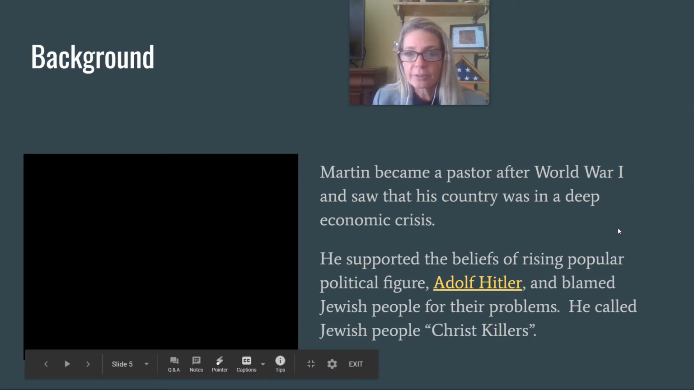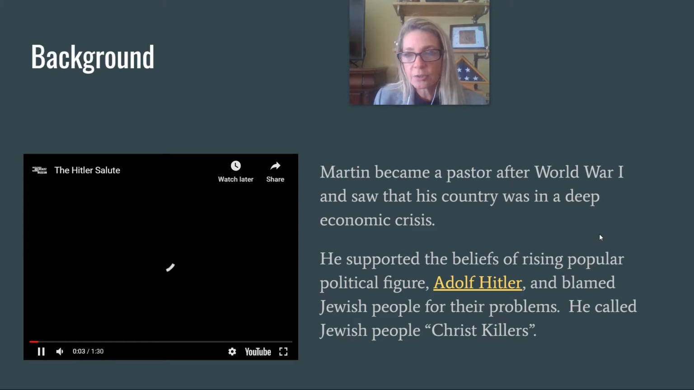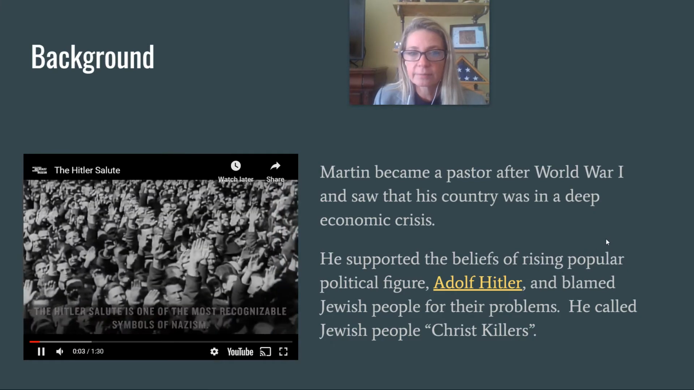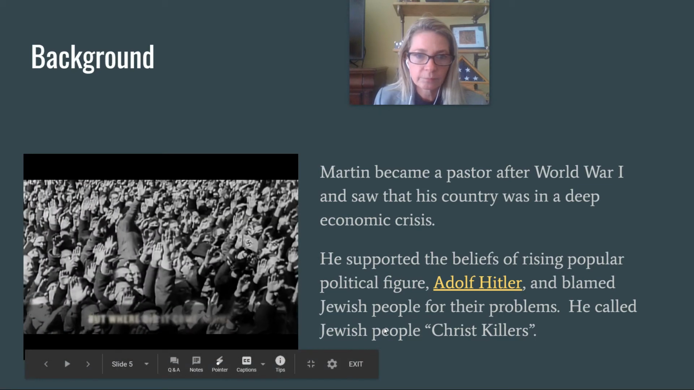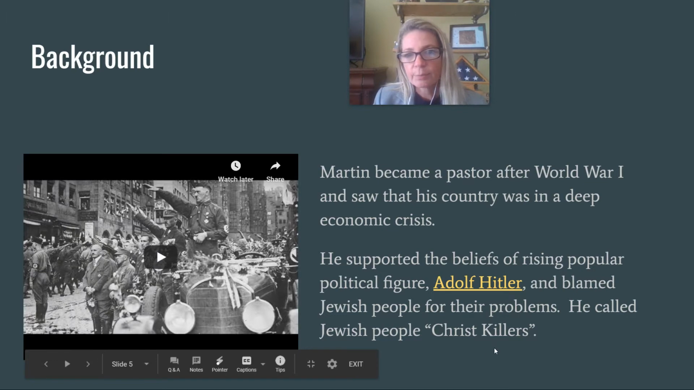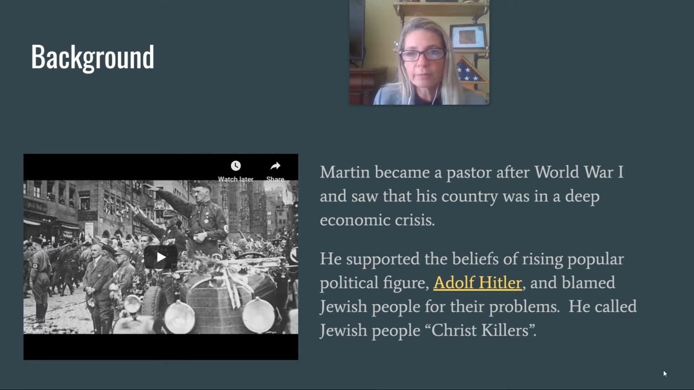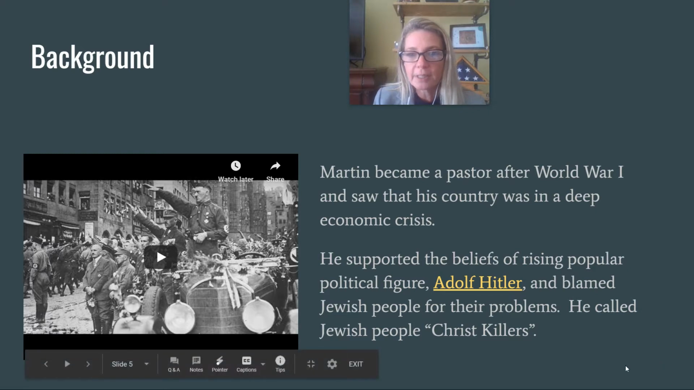He became a pastor after World War I, and he saw that his country was in a deep economic crisis. He supported the beliefs of a rising popular political figure, Adolf Hitler, and he blamed Jewish people for their economic problems. He called Jewish people Christ killers. So after World War I, Martin was a fan of Adolf Hitler.